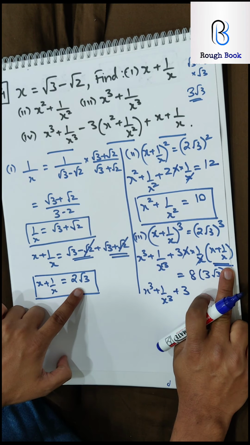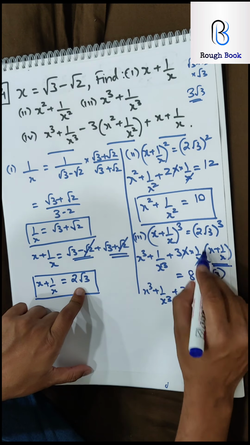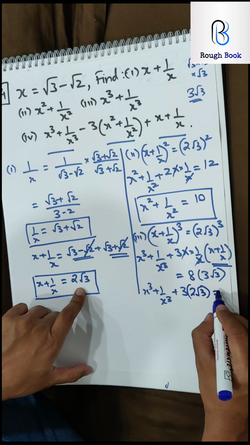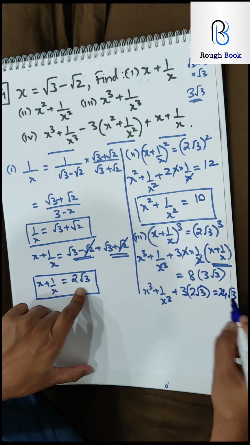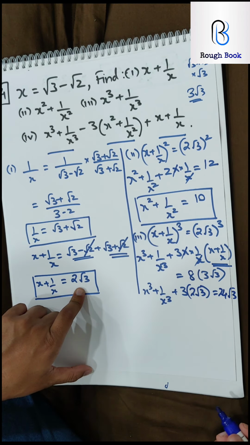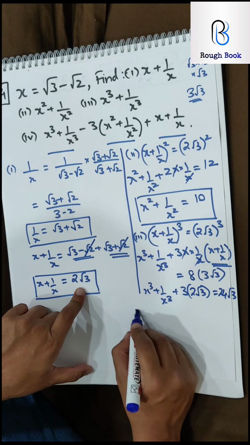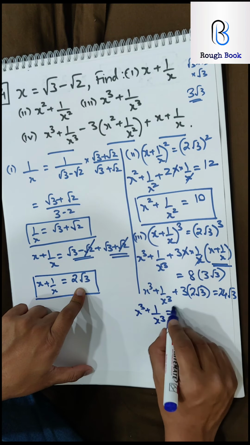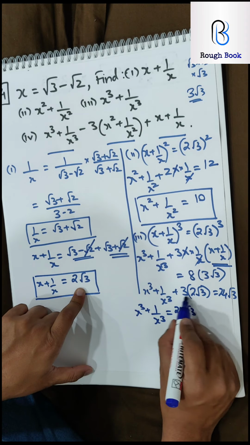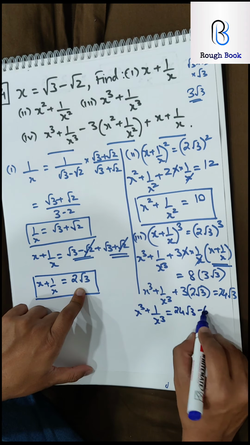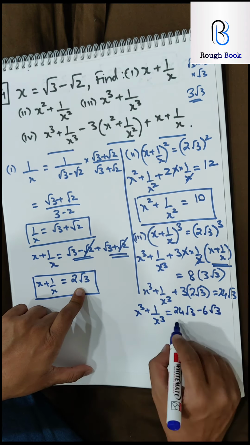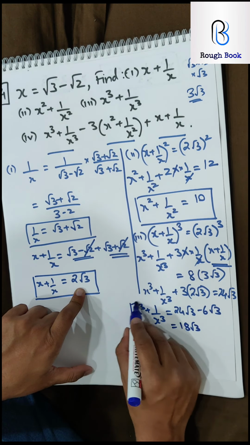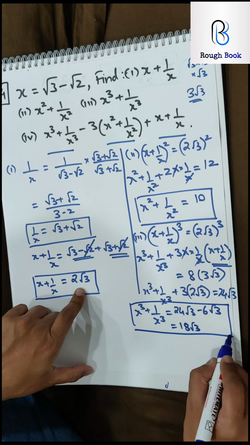This is the major trick which most of the people forget. So I will substitute this part as 2 root 3 equals 8 3s are 24 root 3. So I hope everyone can manage till here. Further, x cube plus 1 by x cube is 24 root 3, and this 6 going on the other side, minus 6 root 3. So my final answer in this case should be 18 root 3. Yeah. So we get our third part.